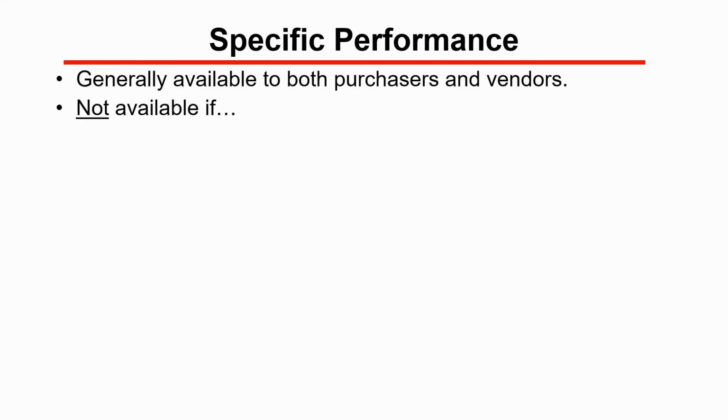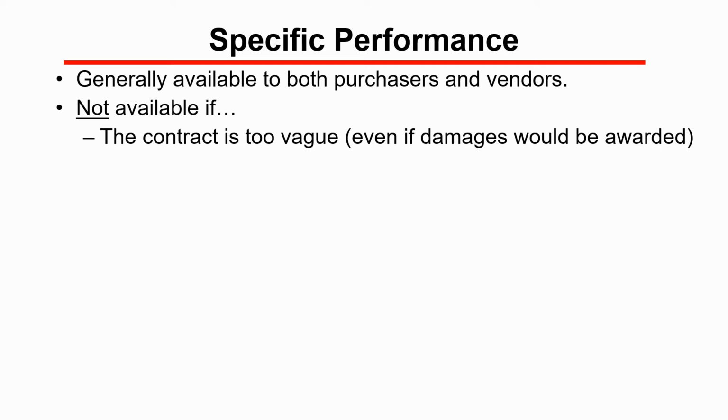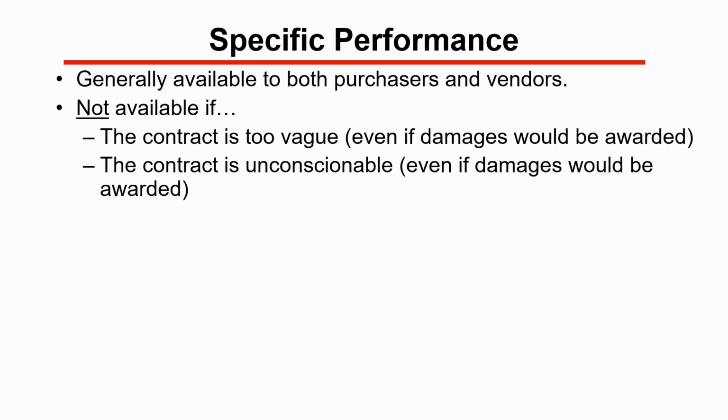However, there are a few situations in which a court will not give a remedy of specific performance, even though it might give damages. For example, if the contract is considered to be so vague that the court feels it's unfair to give specific performance, it might give damages instead. Second, if the contract is unconscionable, that is, it's very, very harsh on the breaching party. Even if the court would award damages against the breaching party, the court may refuse to give specific performance if it considers the contract unconscionable.